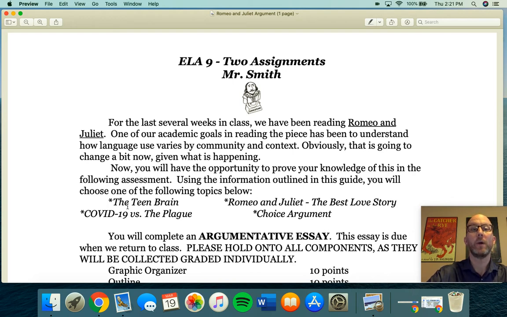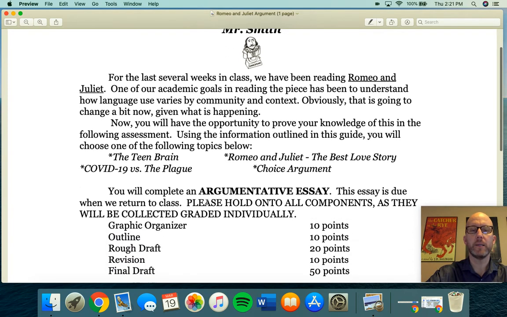You can argue about what we're currently in right now, COVID-19 versus the plague, whether the coronavirus, as it's called, is the worst virus of all time versus the plague, or you might argue that the plague was more of a danger to society when it existed during the Renaissance. So it's kind of an argument one side or the other. Or finally, you could pick a choice, something relating to Romeo and Juliet as it pertains to an argument, and then back it up based off of what we're going to be talking about in this assignment.